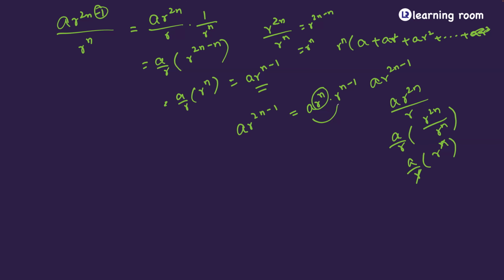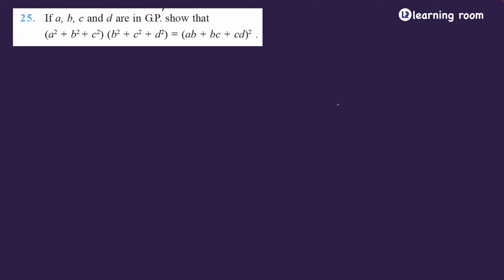Done now. We'll do one last problem. So try this out. If a, b, c, d are in G.P., show that (a square plus b square plus c square) into (b square plus c square plus d square) is equal to (ab plus bc plus cd) the whole square.